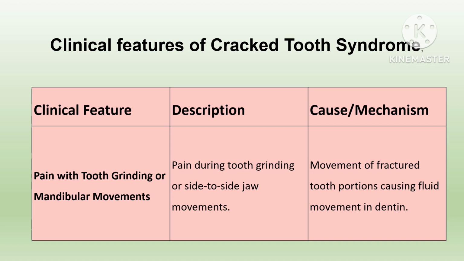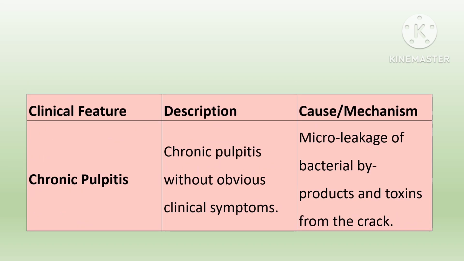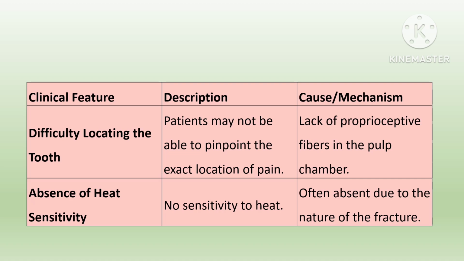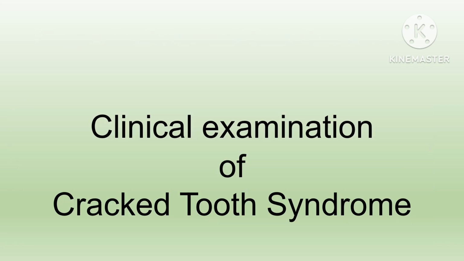The pain is hard to locate. Pinpointing the exact location of the pain is difficult for the patient because the pulp does not have nerves that help us to sense position. One clue that someone might have cracked tooth syndrome is the absence of heat sensitivity, which is uncommon in other tooth problems. The patient may have chronic pulpitis, and the cracks may cause chronic inflammation inside the tooth even if there are no clear symptoms. This happens due to leakage of bacteria or toxins from the crack.